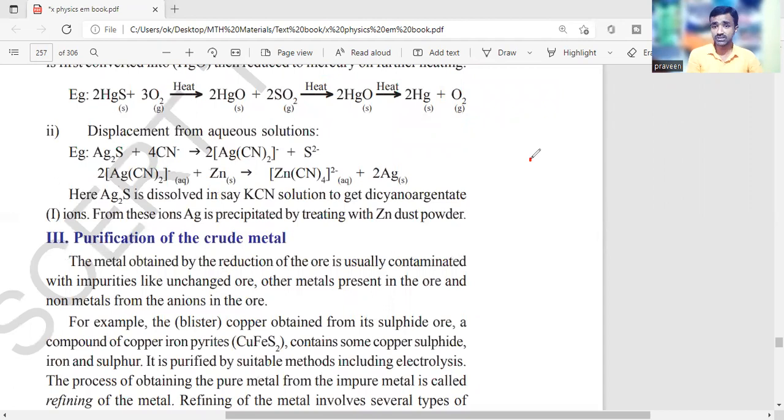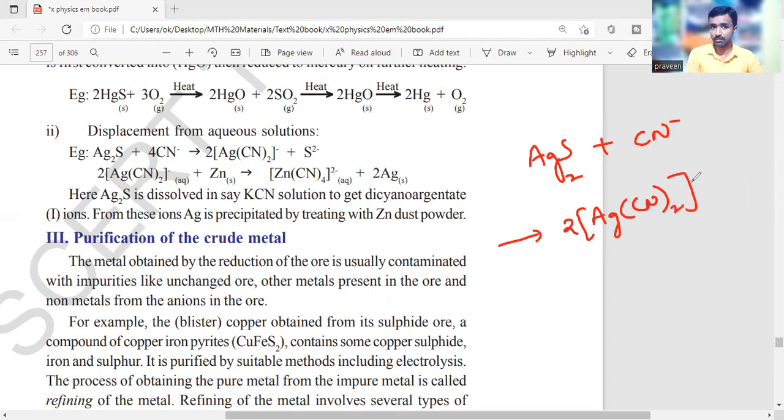Suppose here we have silver sulfide, Ag2S. In this, they can use cyanide ions, CN minus. So here Ag2S with this cyanide ion can form the dicyanoargentate ion, Ag(CN)2 minus. So this is the composition of the dicyanoargentate ion. Remember, that is an objective bit, dicyanoargentate ions, right?